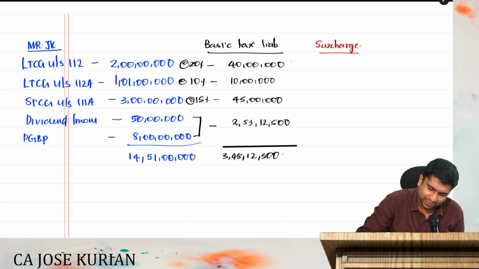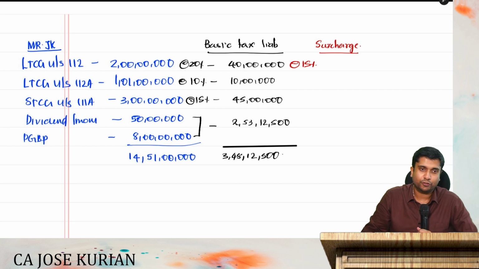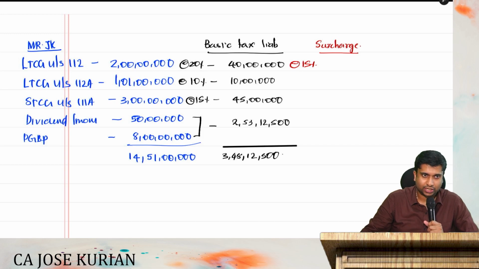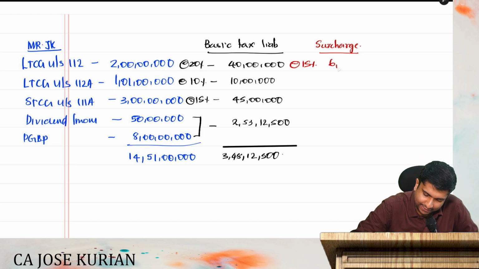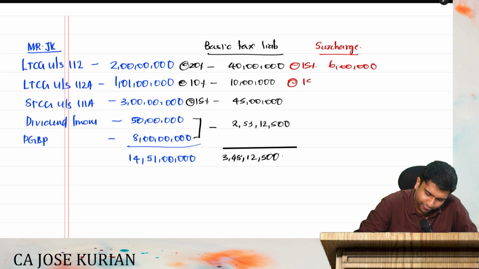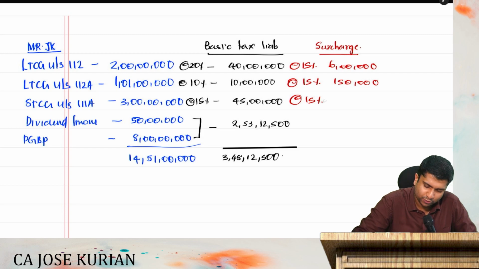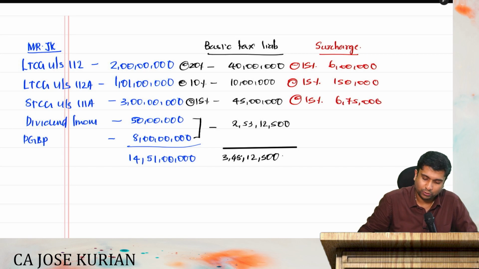So you tell me how much is the maximum surcharge rate for the first item, 112 item, 15%. Yes or no? So 40 lakhs into 15%, how much will be the surcharge figure coming? 6 lakhs exactly. Okay. Now, second item, this 10 lakh is subjected to again 15% maximum. How much will be that? 1 lakh 50,000. Again, this 45 lakhs is also subjected to 15% maximum. How much will be the surcharge amount? 6 lakh 75,000.